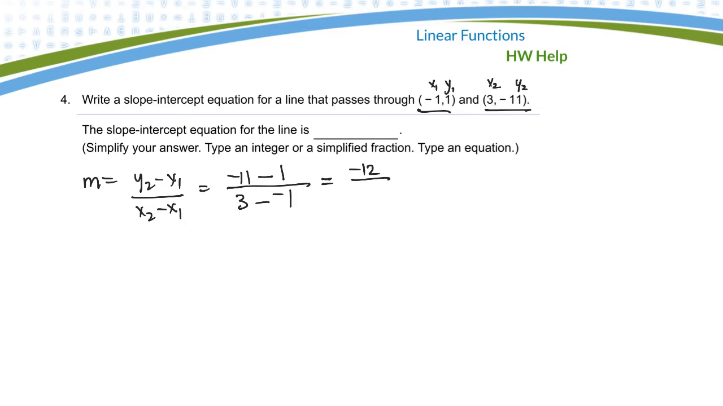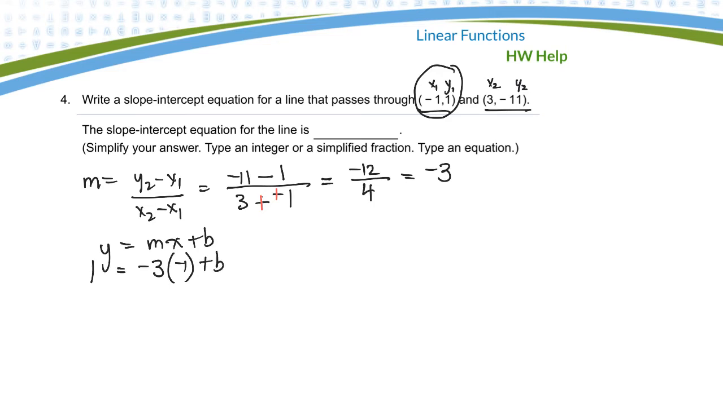3 take away a negative 1. These will cancel or change both to positive. So 3 plus 1 is 4. So the slope here is a negative 3. Now I'll do the same thing as I did in the last question, where here's my equation, and I'll plug in what I know. I know the slope's negative 3. And then I also know an x and a y value. I'll plug those in. X is a negative 1 when y is a positive 1, plus b. Negative 3 times negative 1 is a positive 3, plus b is equal to 1. Subtract 3 from both sides and I'll get b is equal to negative 2.